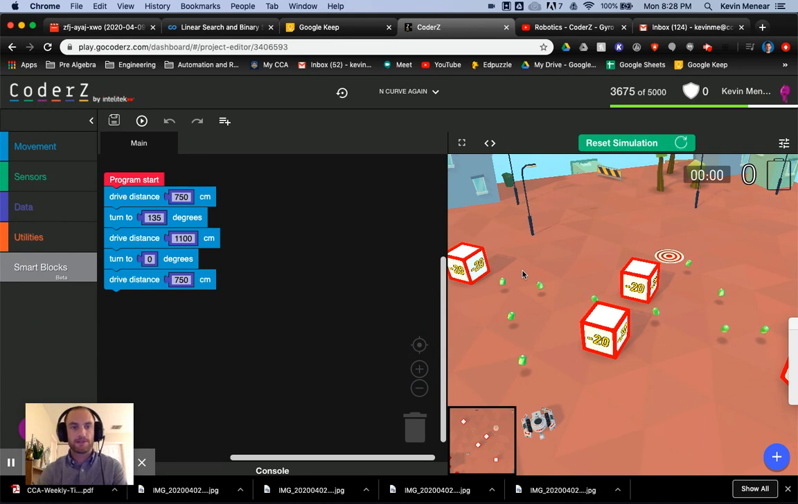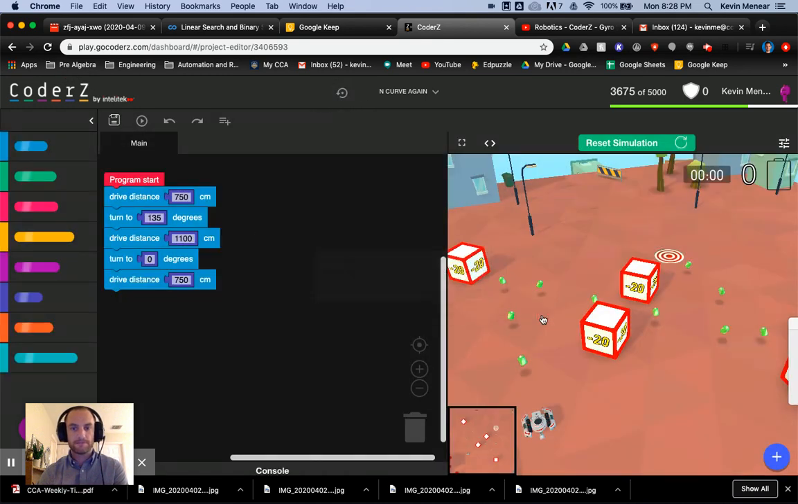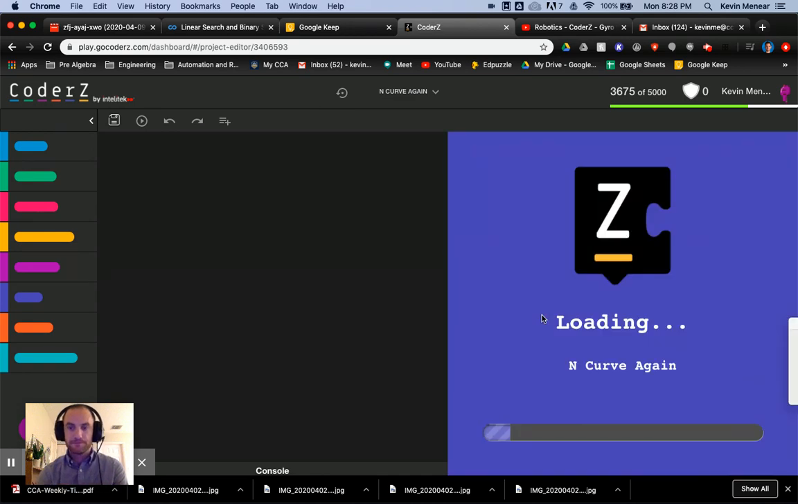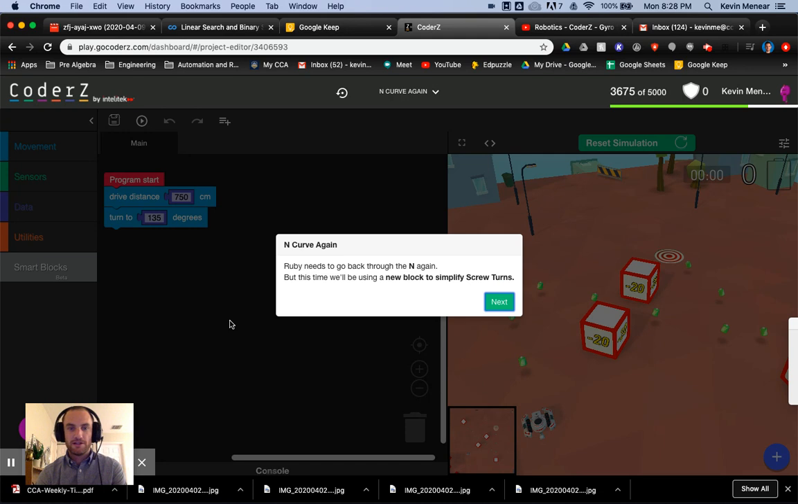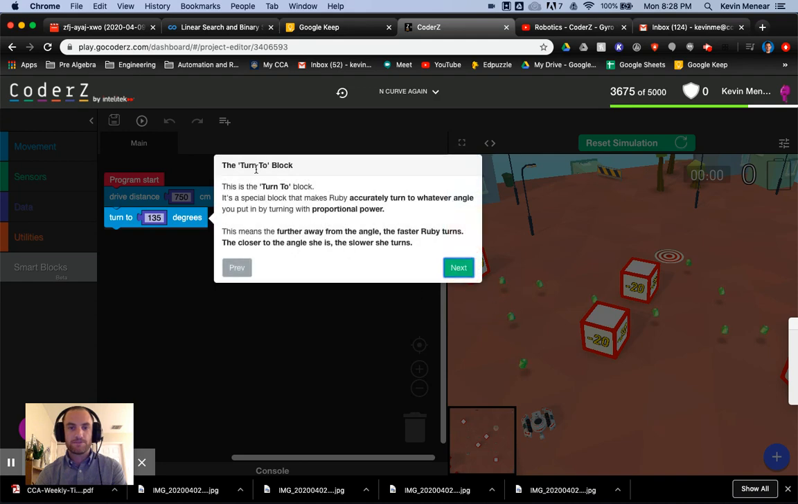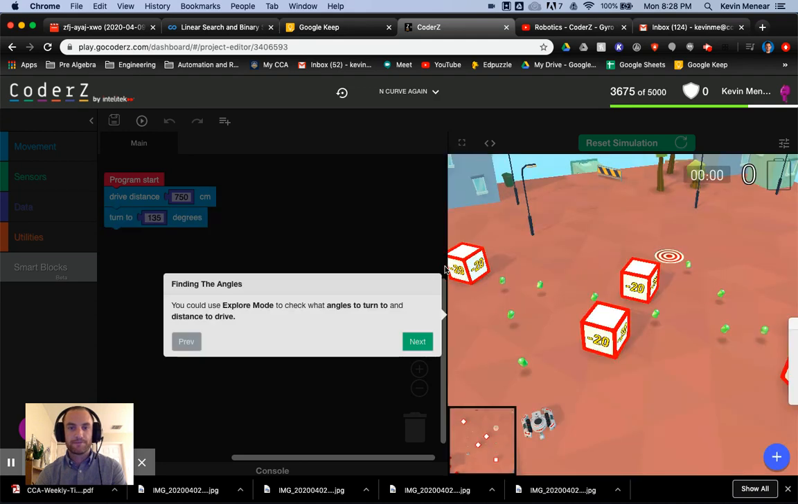Let's take a look. So how do we do this? I'm going to go ahead and restart this mission because I already did it. And you're going to see that this is so much easier. If you just took a look at the code, it's just way easier. So Ruby needs to go through N again, but we'll be using the new block to simplify screw turns. We use the turn 2 block.